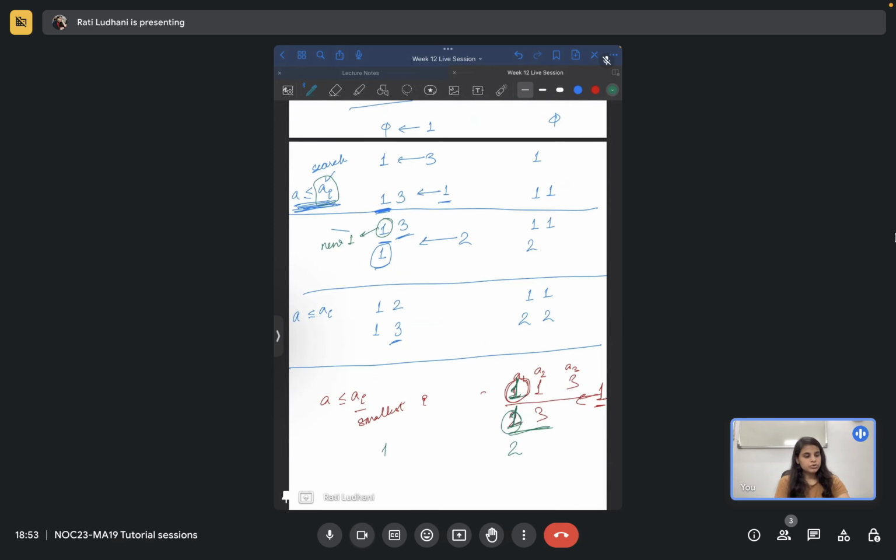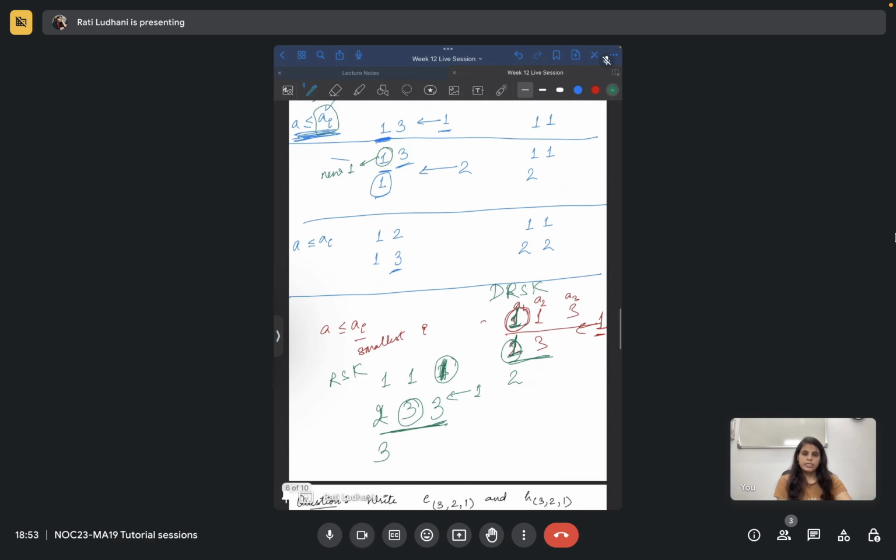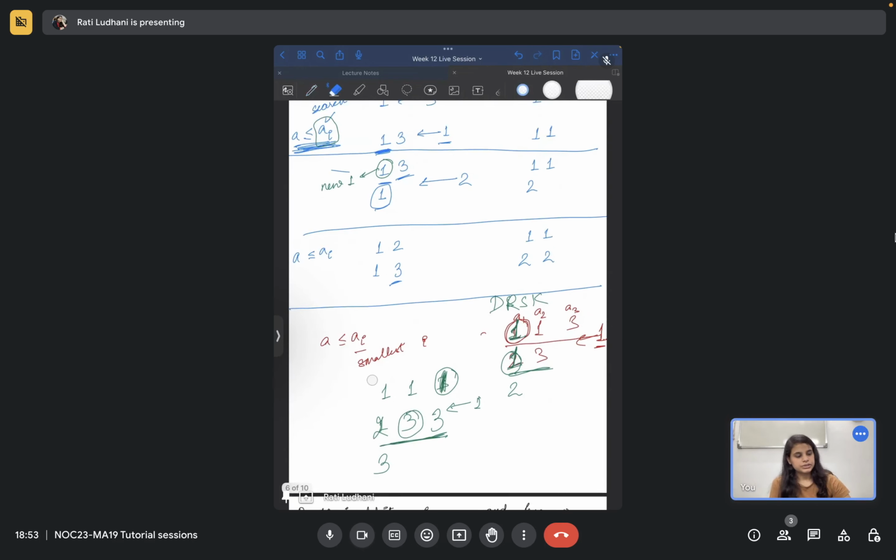And when you do the dual RSK thing, in the same condition, this is the dual. And maximum only we see. So A will be less than A_i, so we can bump 3 out. So you will get 1 here, and in the next step 3 will just be here. Otherwise, if this were the dual, then 3 has to be bumped out, and 3 will move to the next one. So that's the major difference. Is that clear? Yes, ma'am.